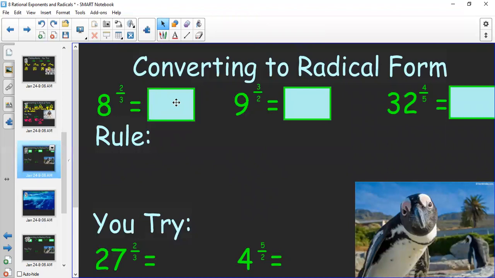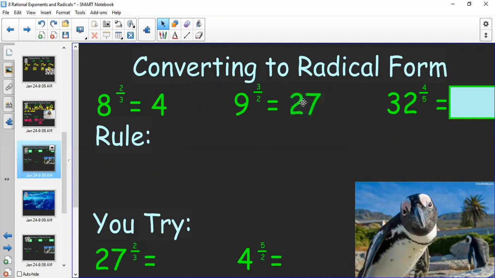All right, 8 to the 2/3 power is 4. 9 to the 3/2 power is 27. And 32 to the 4/5 power is 16. See if you can pause here and discover the rule on your own, and then we'll go through it together.